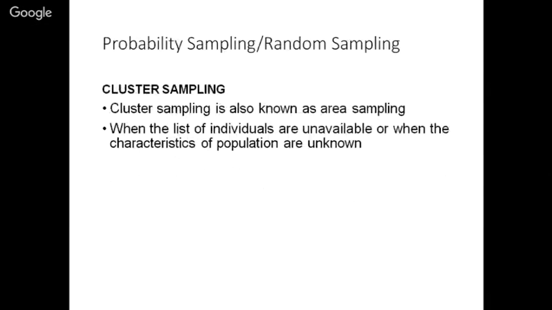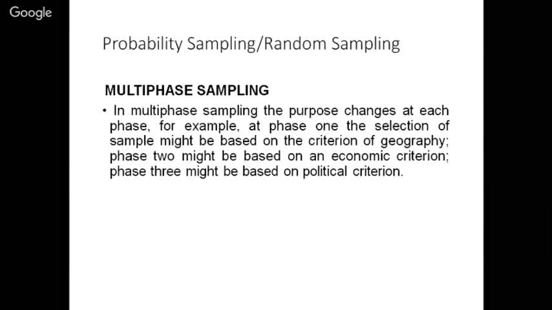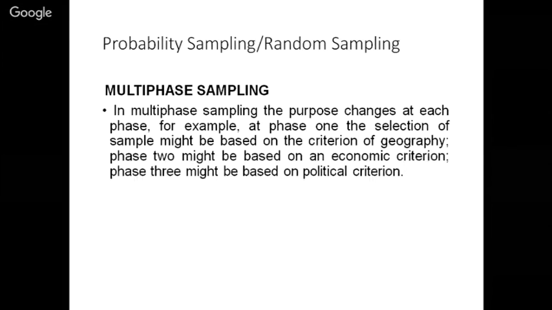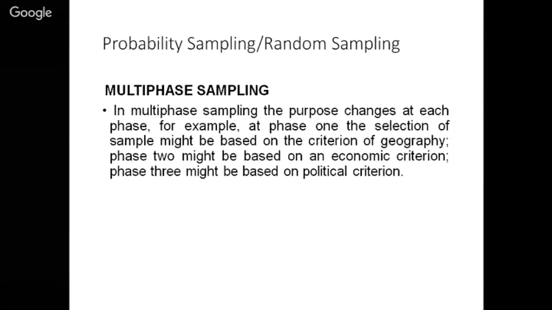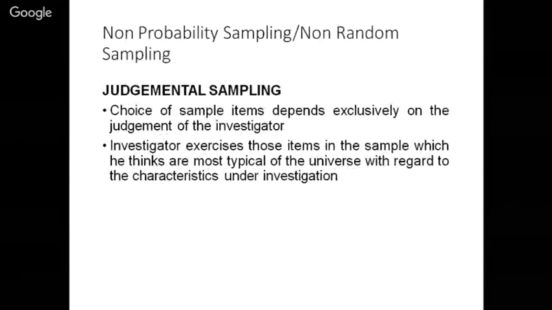Cluster sampling and area sampling techniques are used when the population is scattered widely, the list of individuals is unavailable, and the characteristics of the population are unknown. In that case, cluster sampling is used. Multi-phase sampling is used when the population is divided on a number of bases or the variation among the population is large. In that case, the researcher will choose the multi-phase sampling technique.